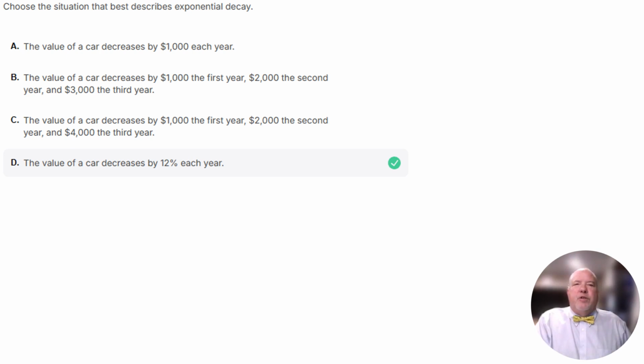All right, so it says choose the situation that best describes exponential decay. Now, exponential decay has a standard form that looks like this. Y equals A times (1 minus R) to the X power. And the A represents the initial value and the R represents the rate of change.